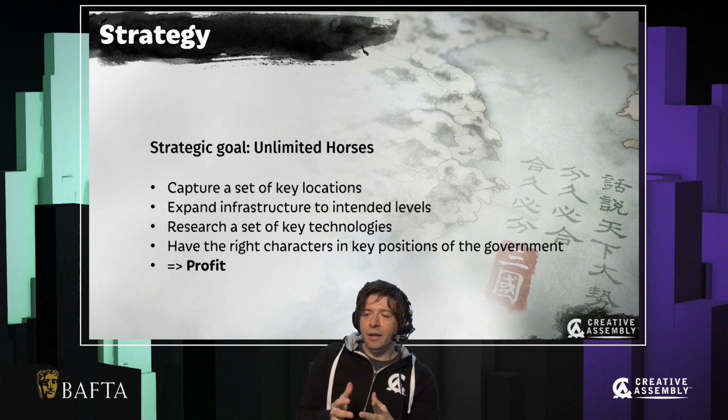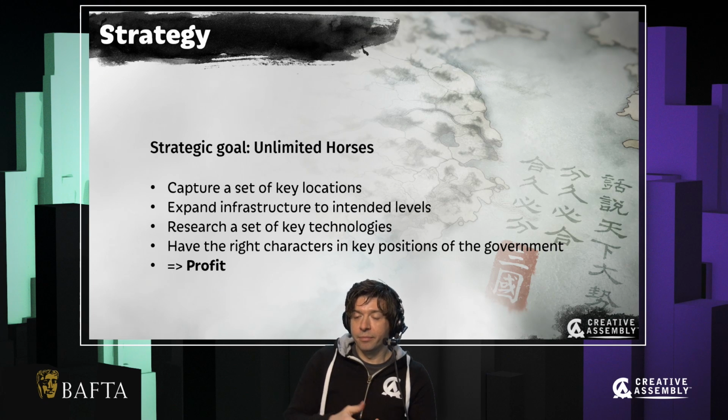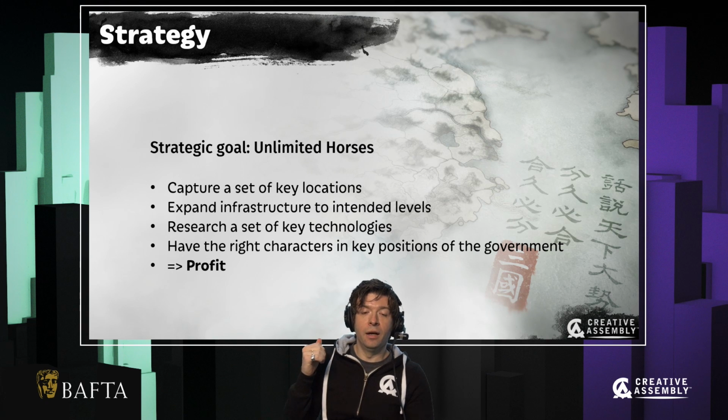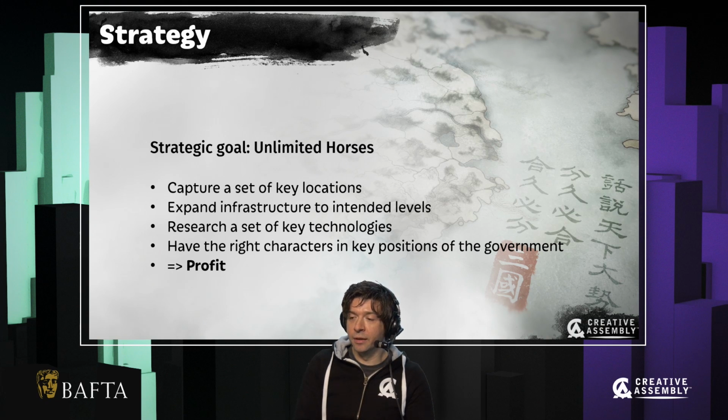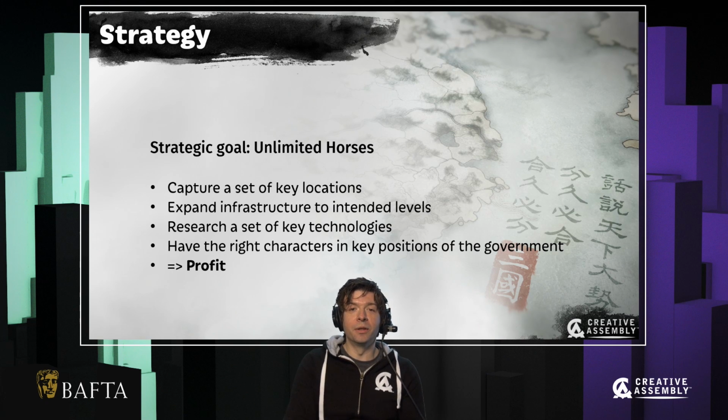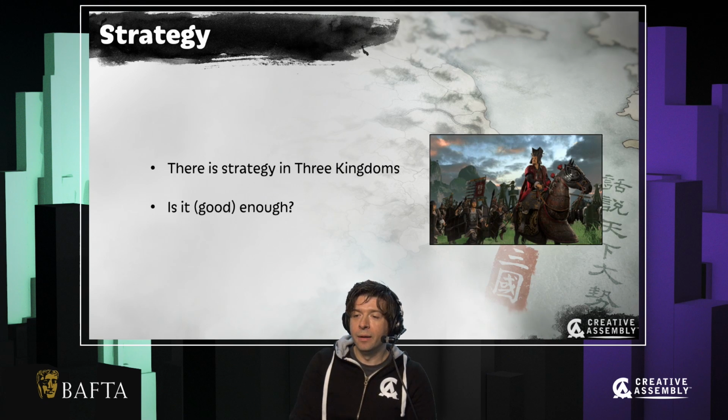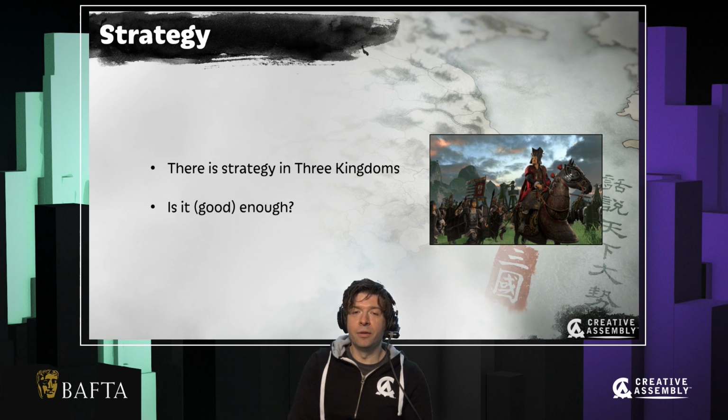And for that, he had to formulate sort of a sequence of strategic sub-goals. Like, okay, he has to capture a certain set of key locations, expand the infrastructure to certain levels, which requires researching a certain set of technologies, and he has to have the right characters in key positions of the government. All of that for profit and reaping the rewards of it. Sounds like a really cool strategy. So we knew there is strategy in Three Kingdoms, but the question is it good enough?